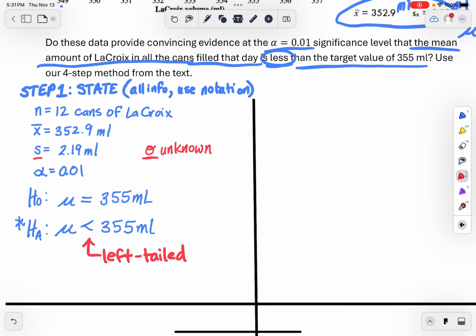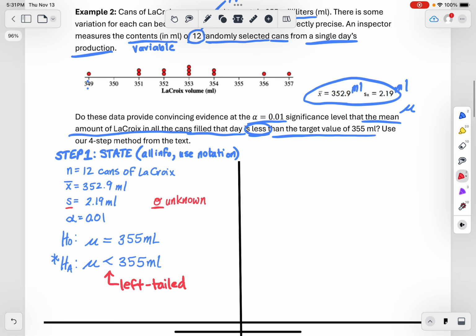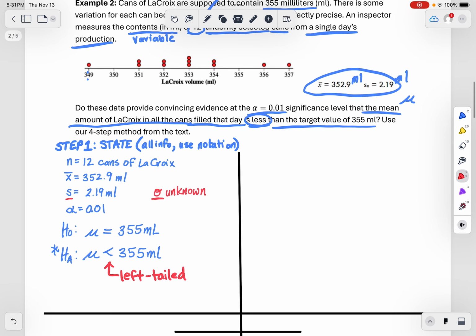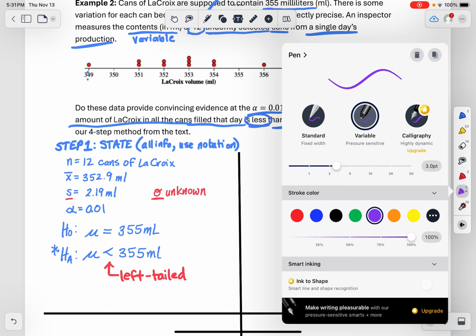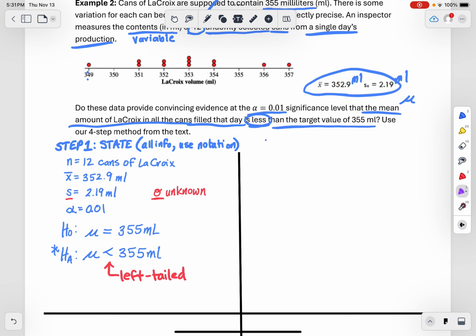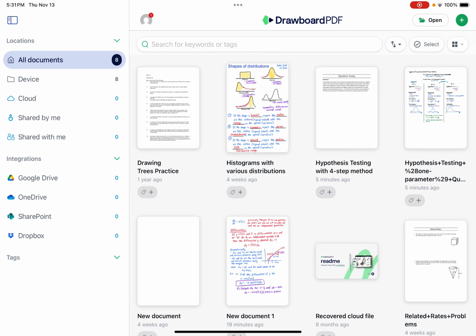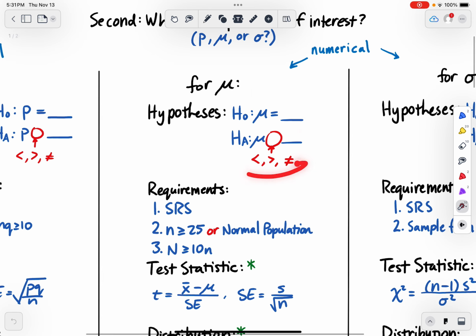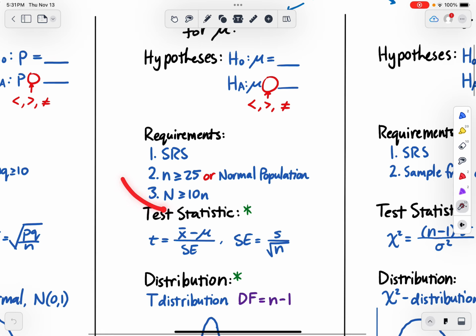Move on to step 2 of our LaCroix volume of liquid in each can. And step 2, let me move this. Step 2 is going to be our planning stage. So step 2 is where we plan. And how we're going to plan, again, taking a look at my reference sheet, I've got my null. I've got my direction of the test. That's my step 1. I've got all my information. And now here's the planning stage.